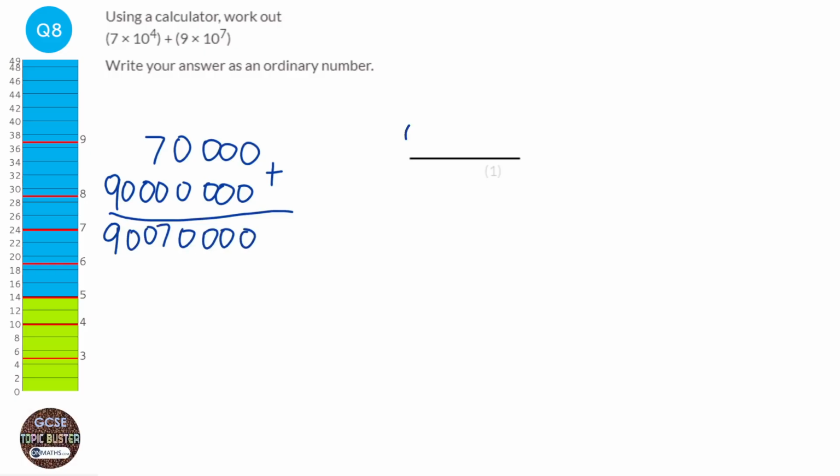9,070,000. Now, if you have access to a calculator, if this is on the calculator paper, then you can just type it into your calculator. Some people think there's a quick way of doing this, like adding the 7 and the 9. There isn't. You've just got to work out what this number is, work out what this number is, and add them together.